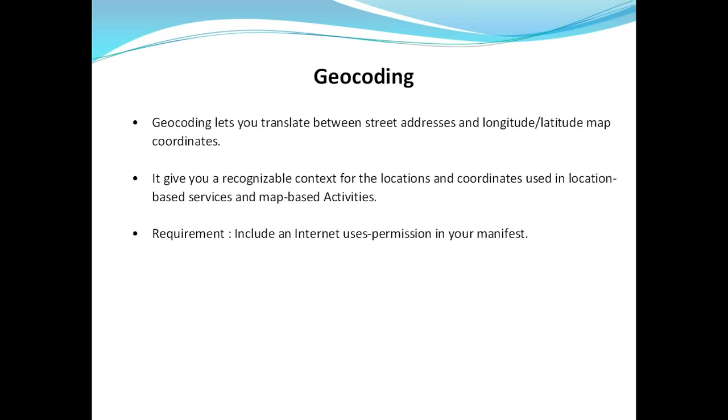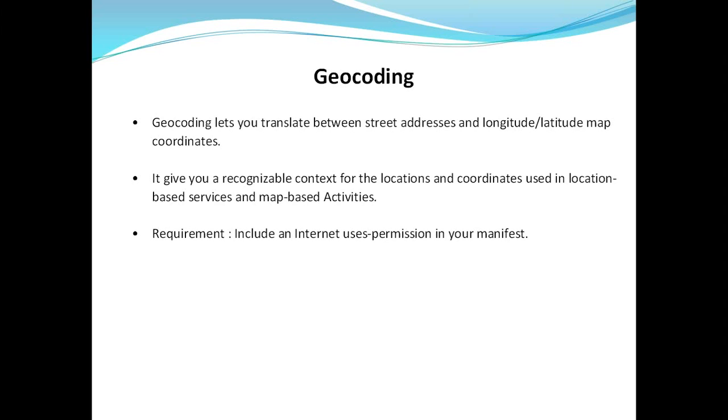For example, suppose you are in Delhi and you want to see your place in Google Maps, suppose you just want to see your home. How to do that? Geocoding helps us provide that functionality. It helps us translate between street addresses and longitude latitude map coordinates. Because when we use location-based services to get our location, we just get those coordinates in latitude and longitude form. So we need to translate those coordinates into street address form. All of this is done by geocoding.